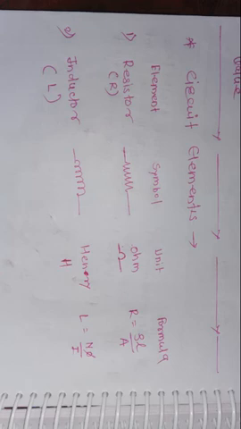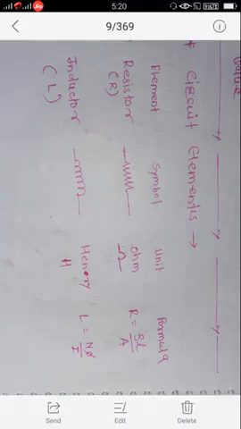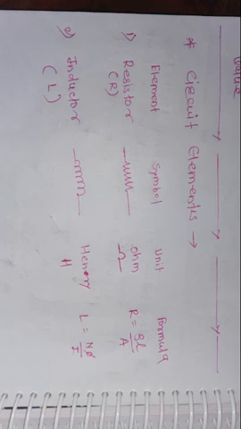We use Henry as the unit for an inductor. It is always denoted by capital letter H. The formula by which we calculate the value of an inductor is L is equal to N phi upon I, where N is the number of turns of coil, phi is the amount of flux, and I is the amount of current through this coil. That is, the inductor is also one of the most important elements of electrical circuits.